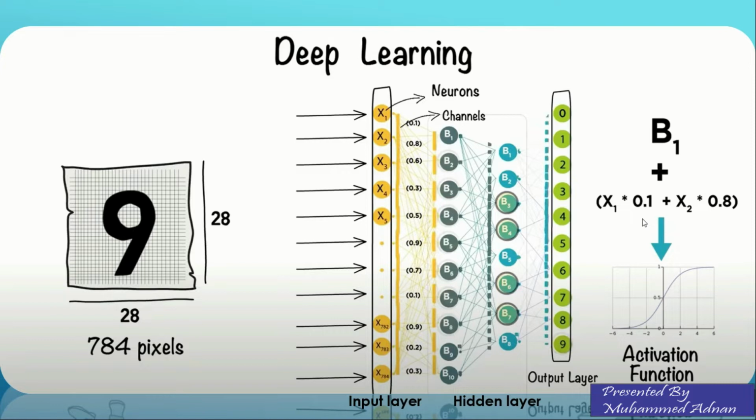Each number is present in an image of 28 times 28 pixels. Now that amounts to a total of 784 pixels. Neurons, the core entity of neural network, is where the information processing takes place. Each of the 784 pixels is fed to a neuron in the first layer of our neural network. This forms the input layer.